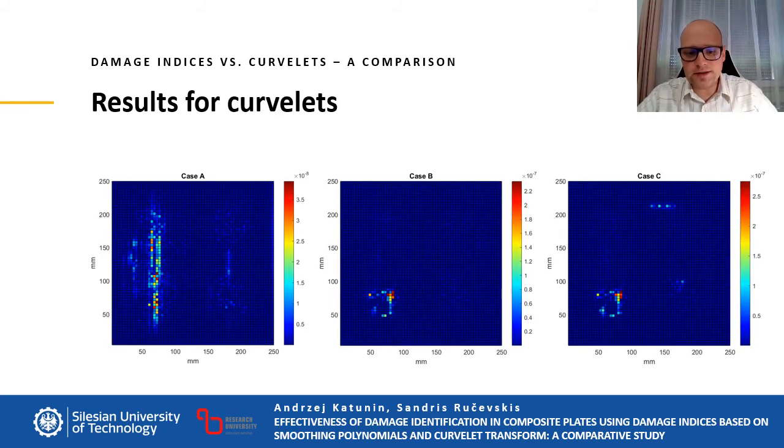In this slide, you can see the results obtained using curvelet transform. So in all the cases, you can see that the quality of results is much better. We can see some noise on our resulting maps, but the coefficients in the locations of damage are much higher in magnitude. So, for example, in case C, we can easily identify all 3 introduced damage sites.